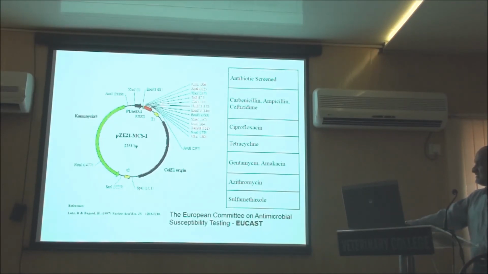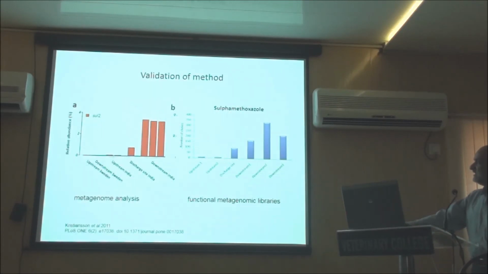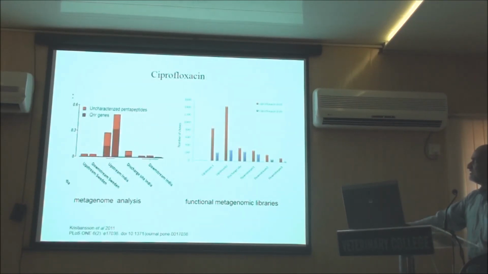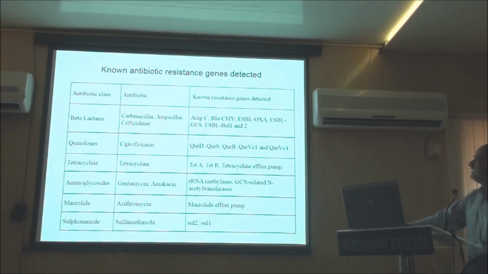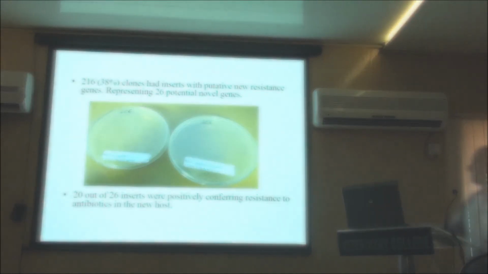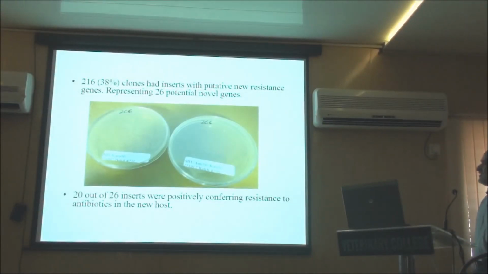So these are the antibiotics which were used in this study, and then we could get the functional distribution of these antibiotic resistant genes at different levels of the effluent treatment plant. Again, I will not discuss this in detail, but eventually what we found was that we detected resistance genes for all these groups of antibiotics which we had studied. And not only that, at the end of the study, 20 out of 26 instances were positively conferring antibiotic resistance.